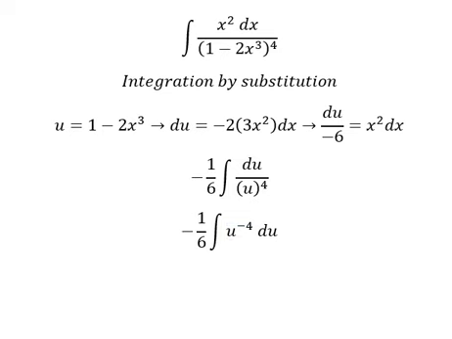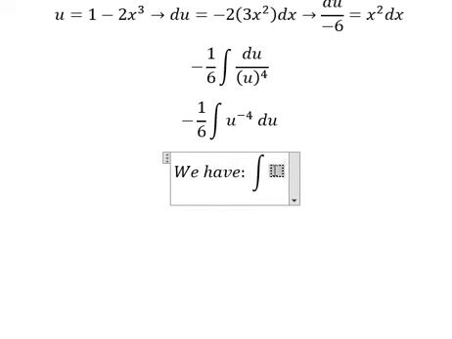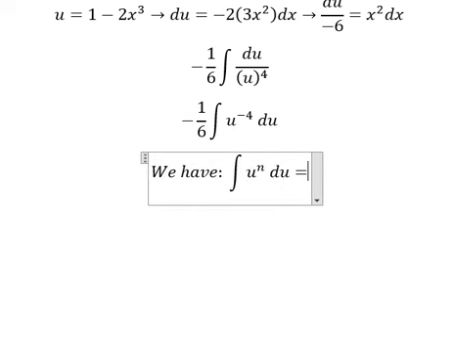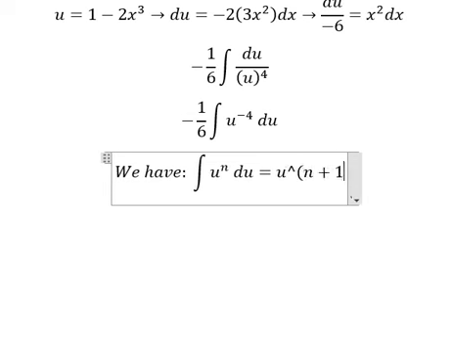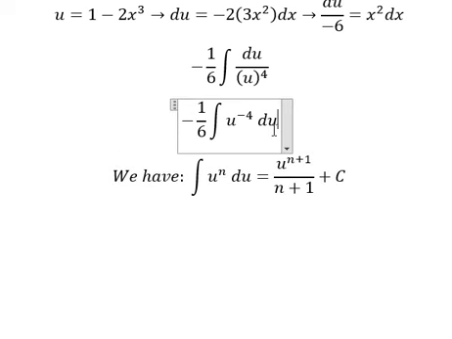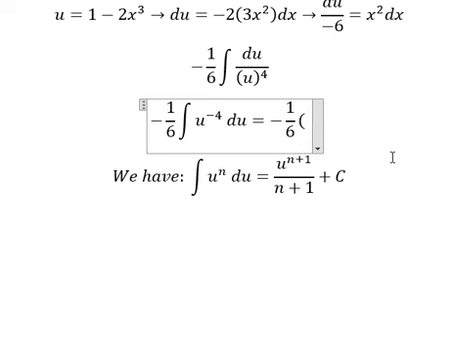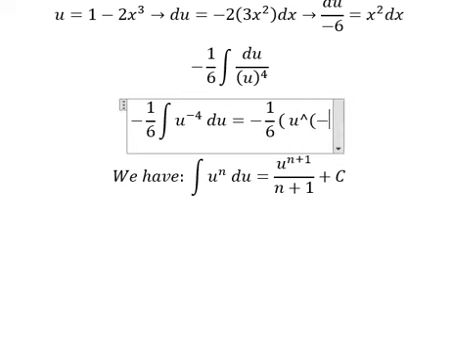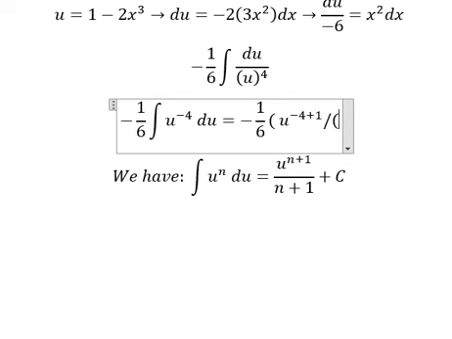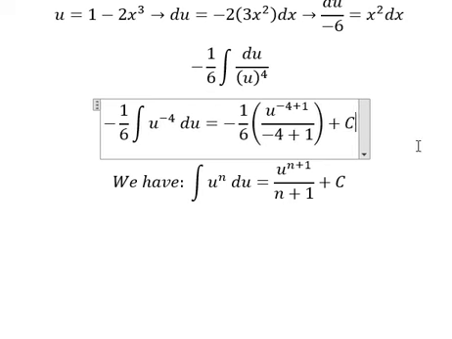Now we have the formula in here. So we put negative 4 in here: u to the power of negative 4 plus 1, over negative 4 plus 1, and I will put plus c.